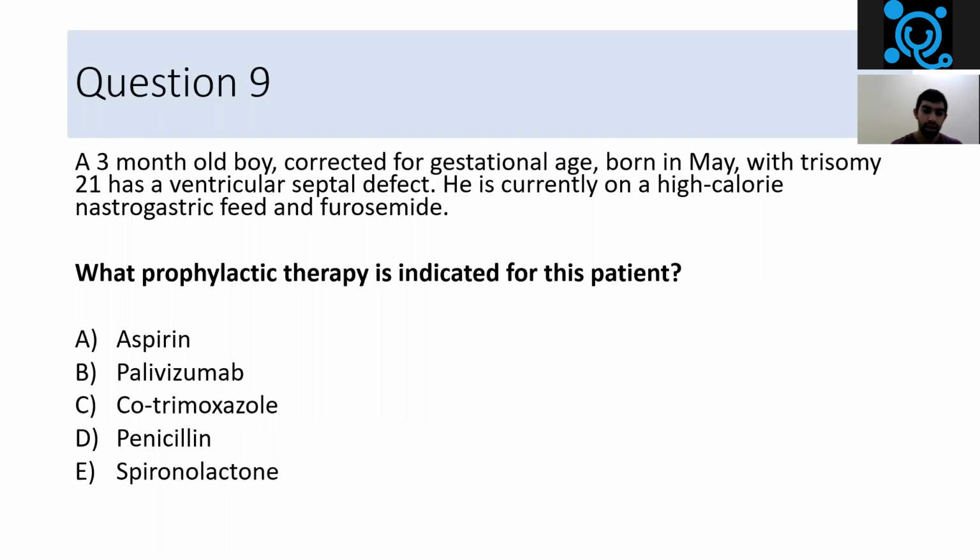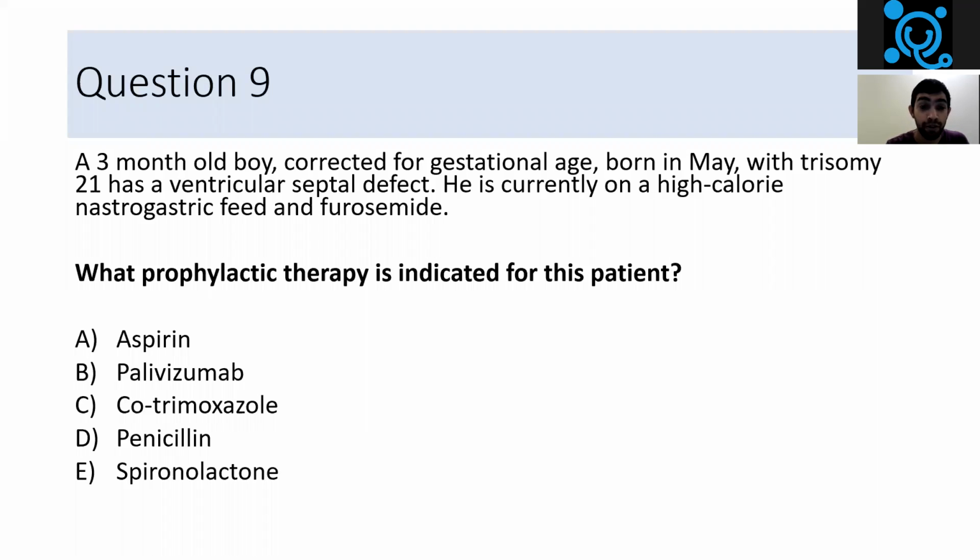Okay, a range of answers. No one's picked A, aspirin, which is good because we don't think he's at risk of any sort of ischemic damage. There's pretty much an even split between B and D, so palivizumab and penicillin. And then some people have also gone for cotrimoxazole and spironolactone. So what's going on here?